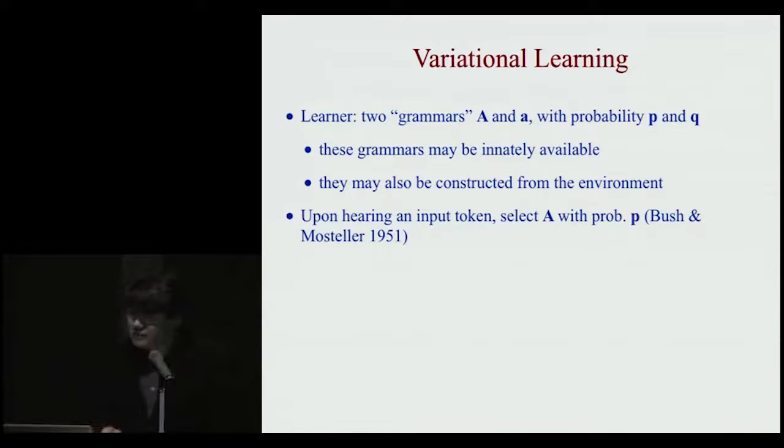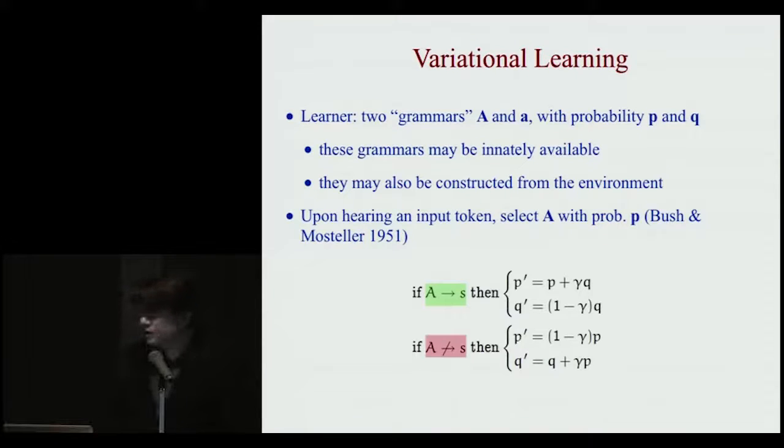And if you hear a token, input token in the environment, you pick big A with the probability P, you pick small a with the probability Q, and afterwards you try to see if it works. If it works for the input token, you increase its probability by some amount, and otherwise, if one guy goes up, the other guy would have to come down.